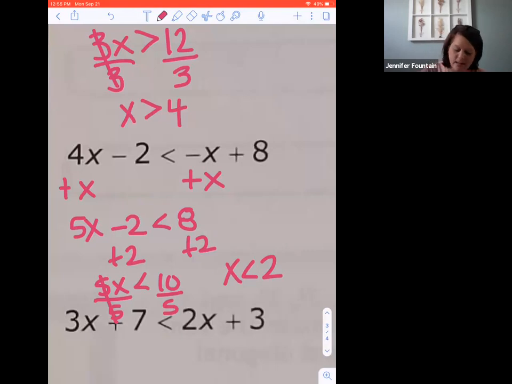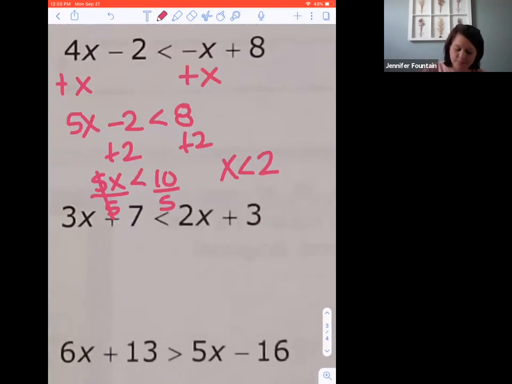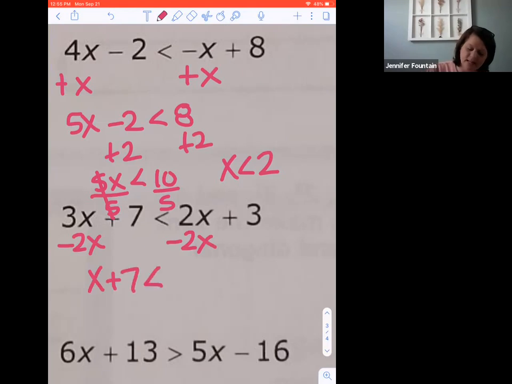All righty. And let's look at the one underneath it. 3x plus 7 is less than 2x plus 3. I'm going to move my variable terms from the right to the left. So I'm going to subtract 2x, subtract 2x. 3x minus 2x would be 1x, and I can just write that as x. So I have x plus 7 is less than 3.